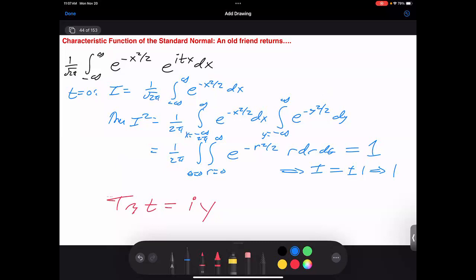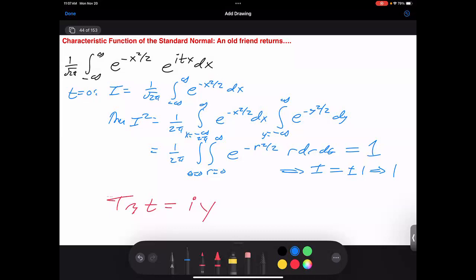And the integral is clearly going to converge because no matter what I put in for t, even if I put in t as a complex number, the e to the negative x squared over 2 is going to have a lot more decay than the e to the itx can be for any fixed t. So by the accumulation theorem, I know that this is true when t is pure imaginary, so it must be true for all values of t, including t real.